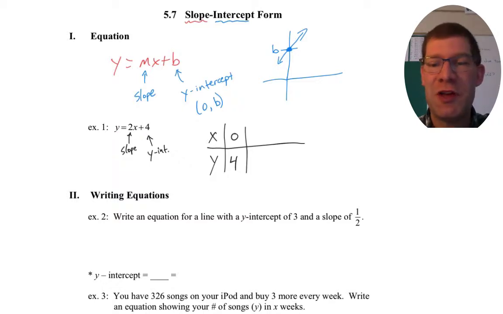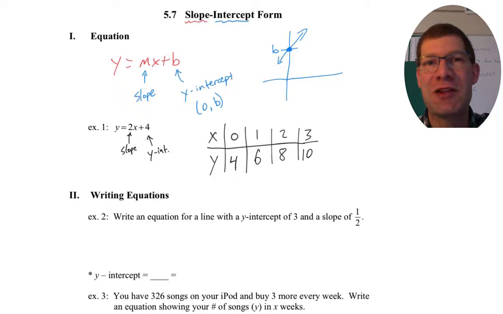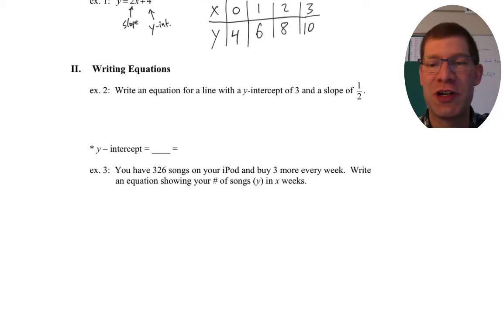So we could go through in our data table and put in a 1 and a 2 and a 3. You could actually put 1 in the equation, put 2 in the equation, and solve for these different y values. But you could also say, well, if x is going up by 1 each time, I know because the slope is 2, my y value is just going to increase by 2 every time x goes up by 1. So that is something you could do as a shortcut.